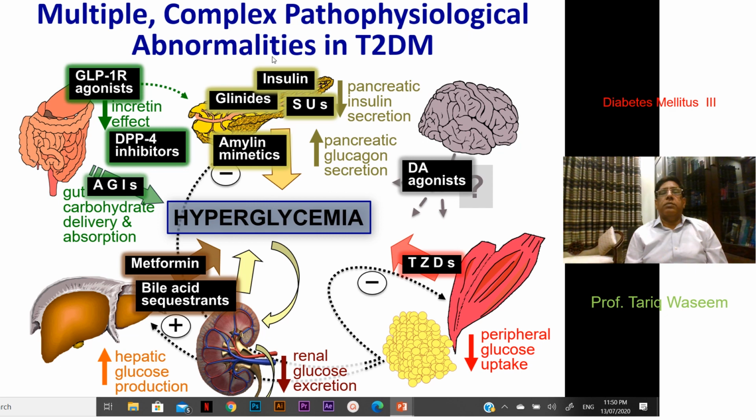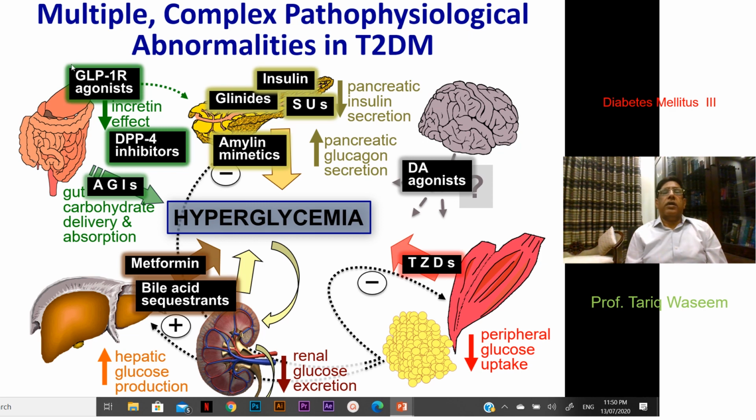The pancreas may be producing less insulin or producing more glucagon, and of course sulfonylureas and glinides are the agents which are secretagogues, which lead to increased secretion of insulin from the pancreas.